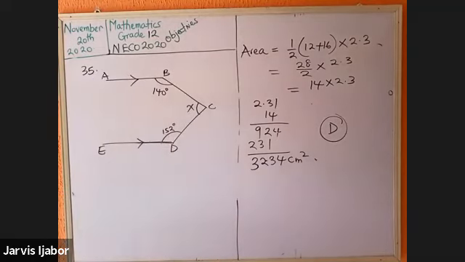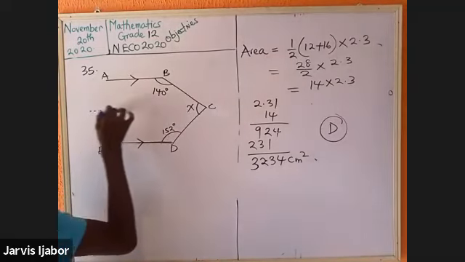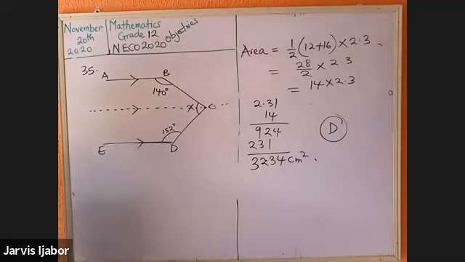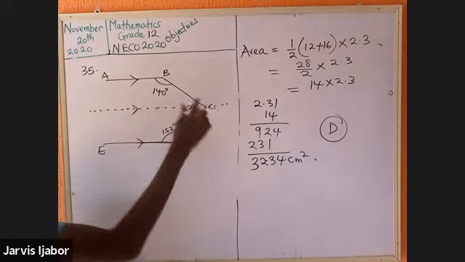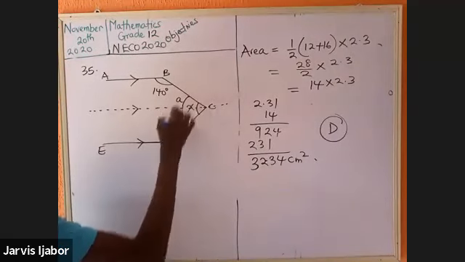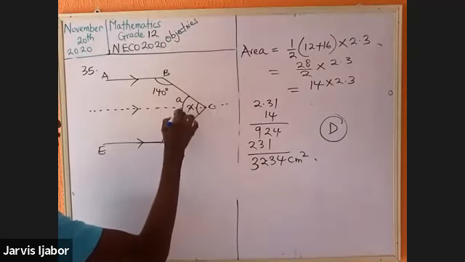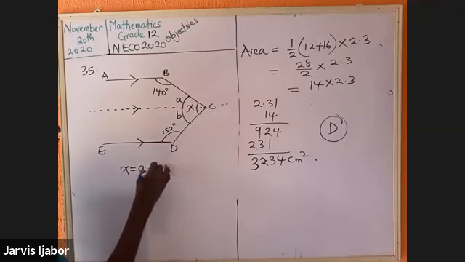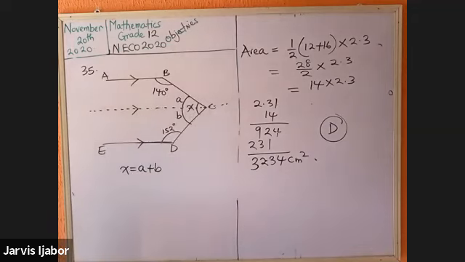How do you handle this question? You will need to draw another parallel line that will pass through this point. So that this point, you can call this A, you can call this B, such that X is equal to A plus B. Now, there's something we call co-interior angles in maths.